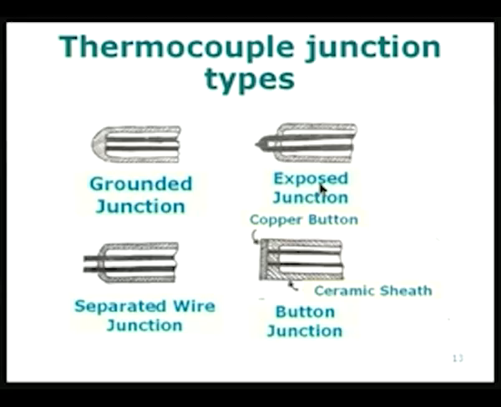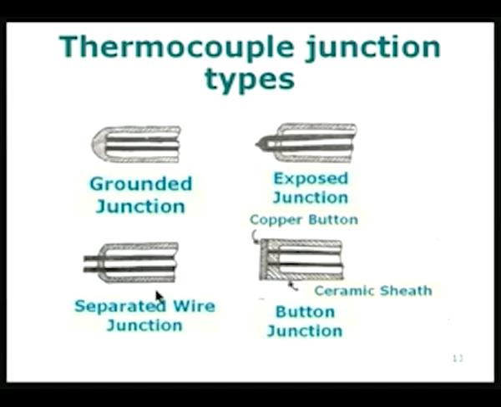We can also have an exposed junction. The two wires are brought out of the sheath and they are welded like this. There is a butt weld, and this is an exposed junction. The advantage with the exposed junction is that it has a quicker time response for any changes in the temperature. It responds more quickly as compared to the grounded junction, because it is in direct contact with the material whose temperature I want to measure.